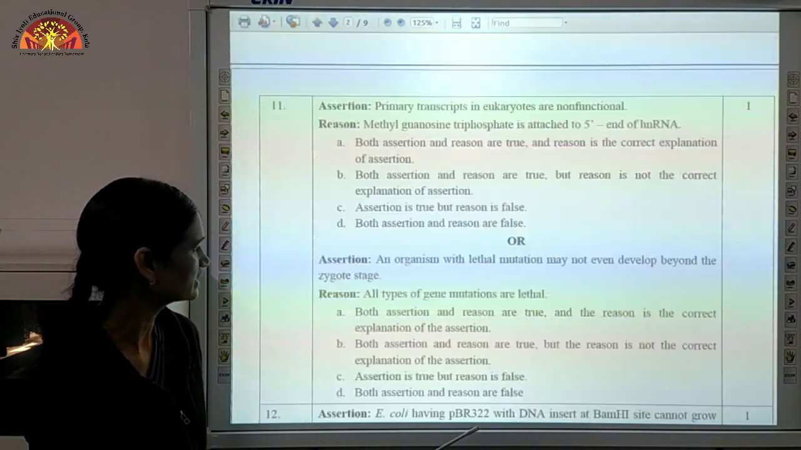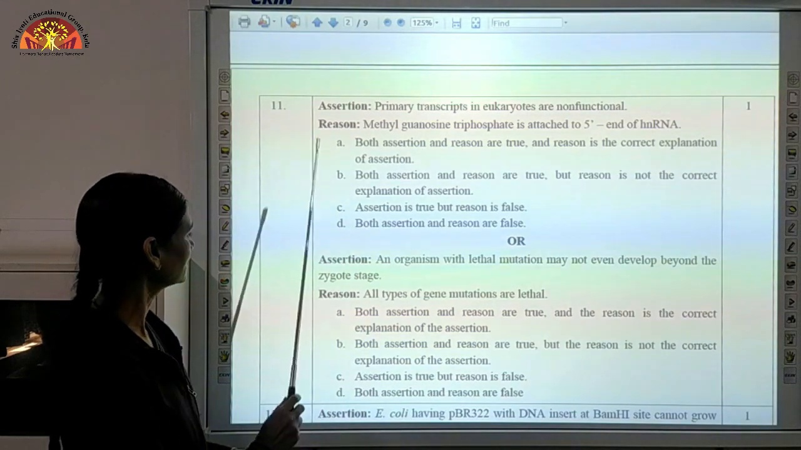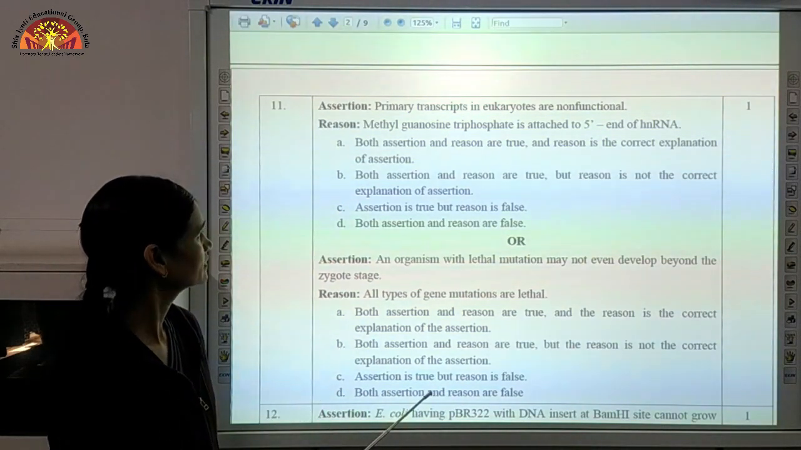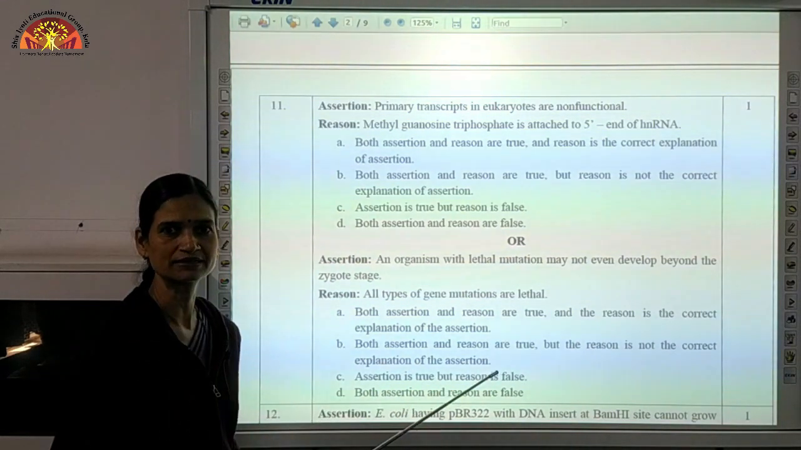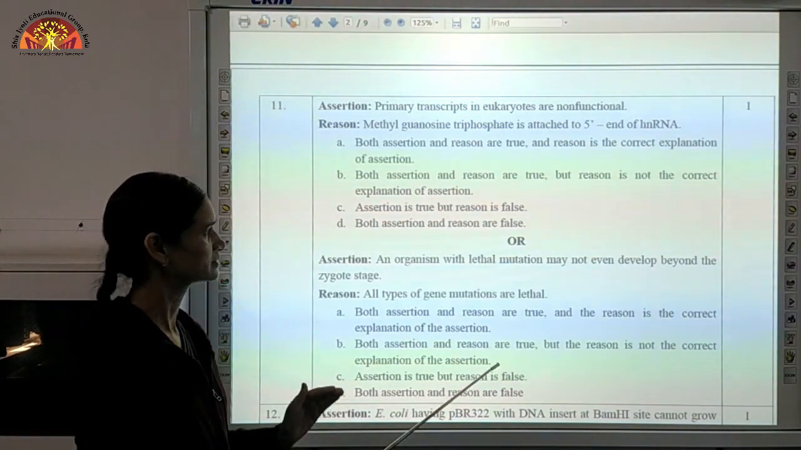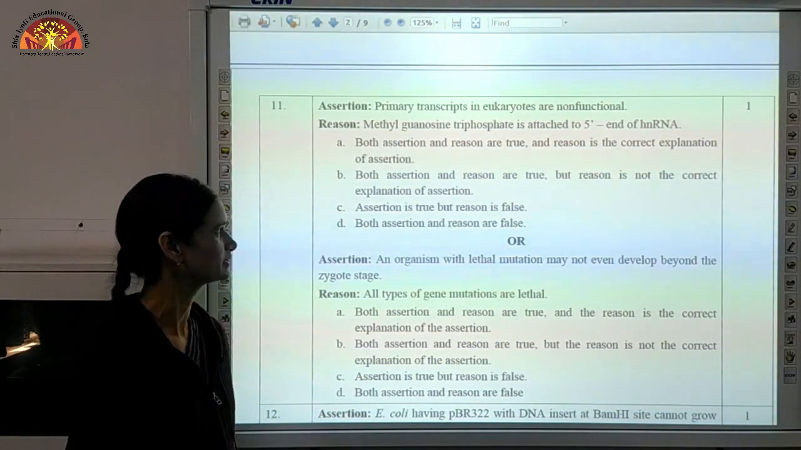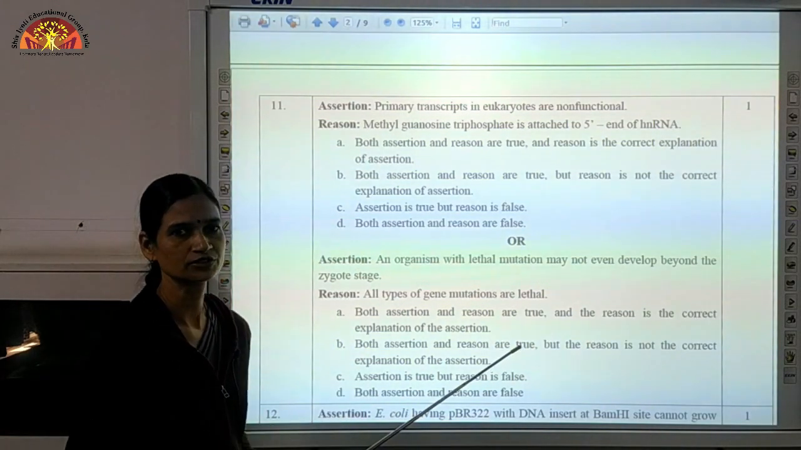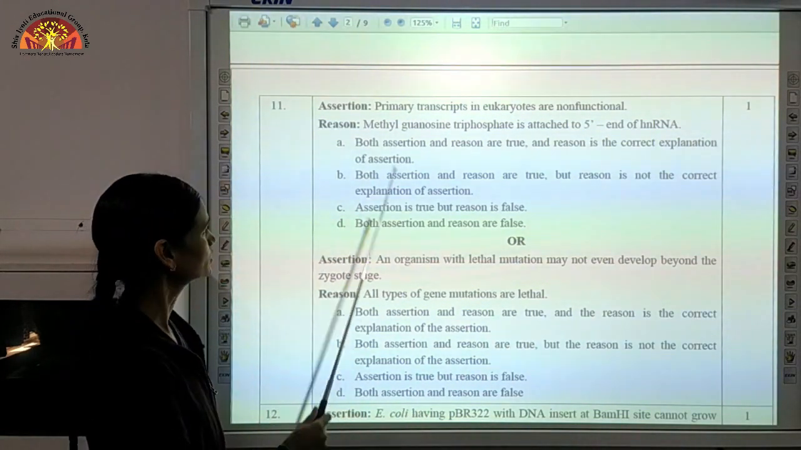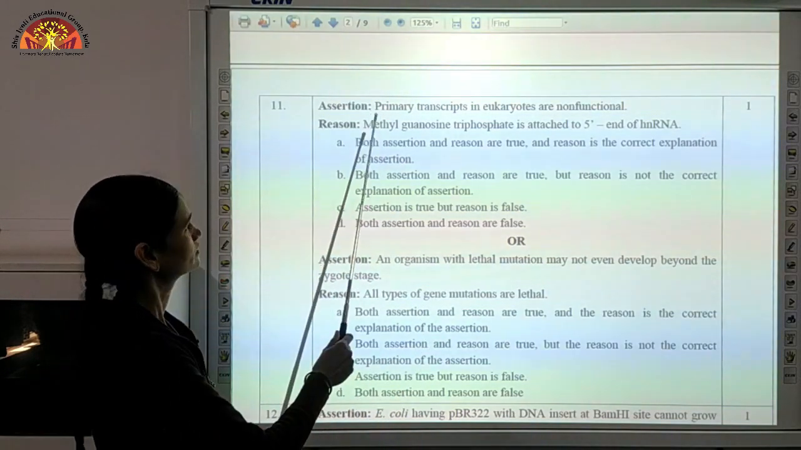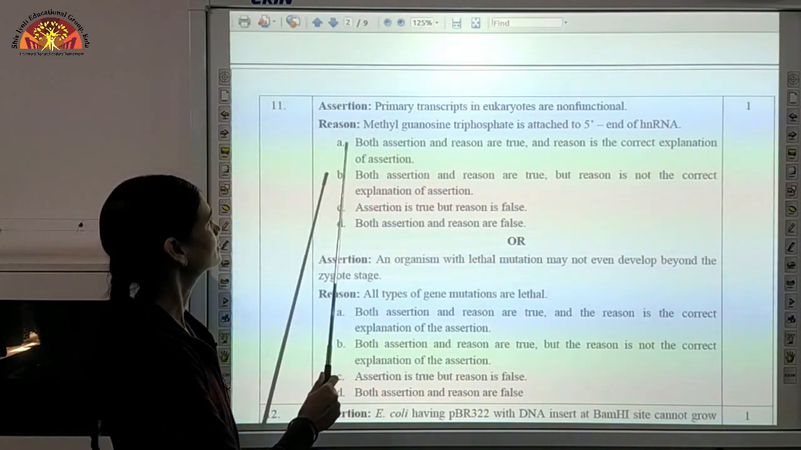In section A, from question 11 we can see this is the new pattern for you children. In 12th class biology, assertion reason questions are coming from this year. So you should practice assertion reason very properly. See how you have to attempt these questions. First you have to read the assertion and then the reason.